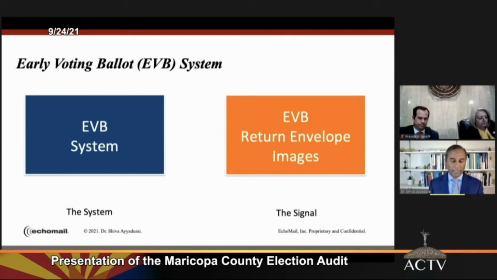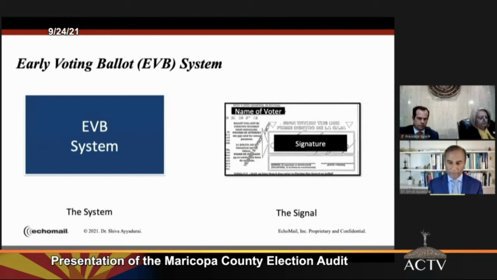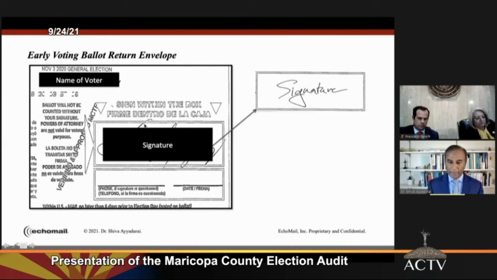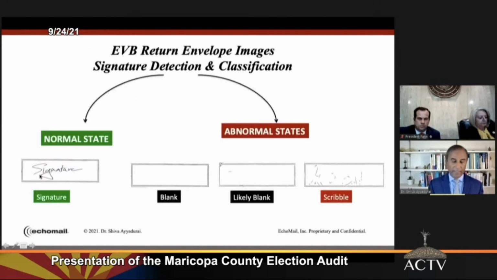So you have the reality of what took place, and you have the expression of that which is embodied in those images. And this is what one of those images looks like. You have an image, you have upper left the name of the voter, and here you have the signature. And we were asked as a part of the scope of this audit not to look anywhere else, but to look in this signature region and to look to see if there was a normal state, a signature there, or the abnormal states, blanks, split into two, and I'll talk about more in detail, a complete blank or a likely blank, or what we call a scribble.